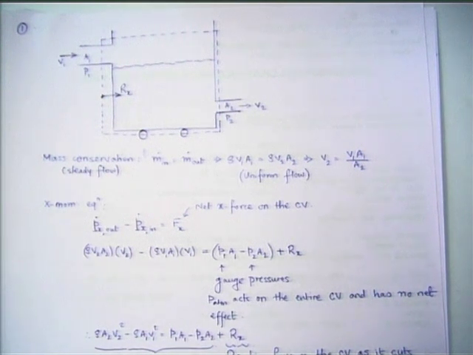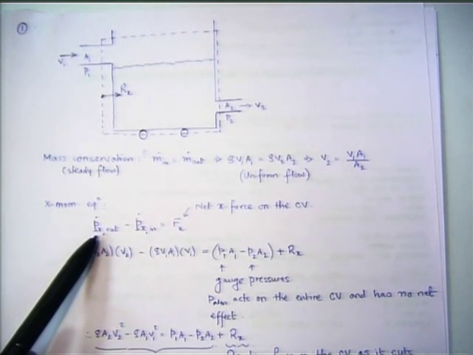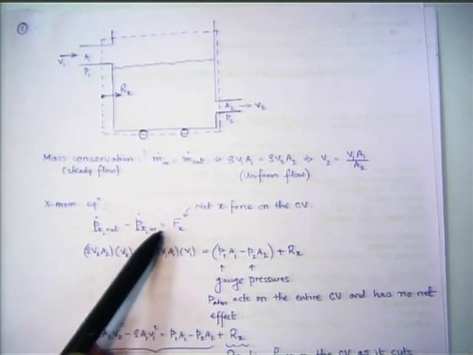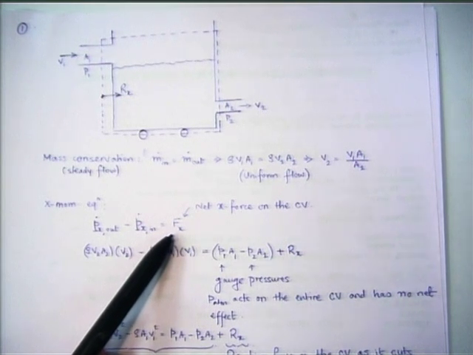If you see the momentum equation, we had written it as the rate of accumulation plus net rate of outflow, if you want, that is out minus in, equal to the net force acting. Now here there is no accumulation, steady flow, so that accumulation term is gone. What is left is only the rate of x momentum leaving minus the rate of x momentum entering. That must be equal to the net x force on the CV.